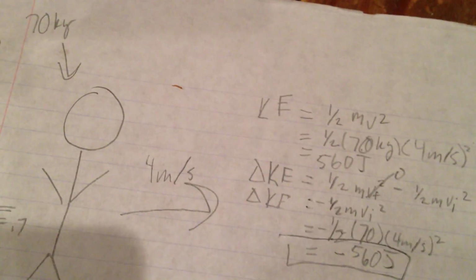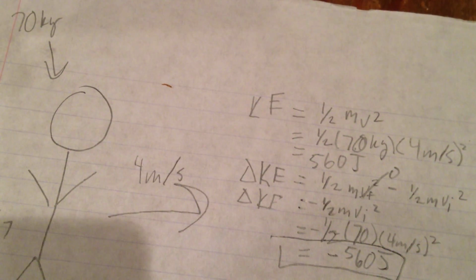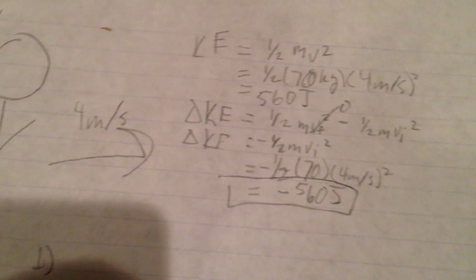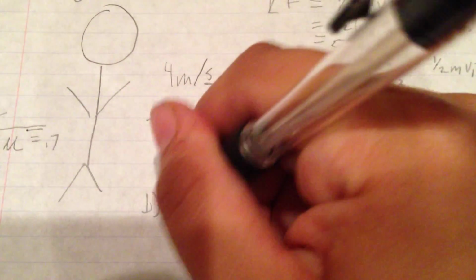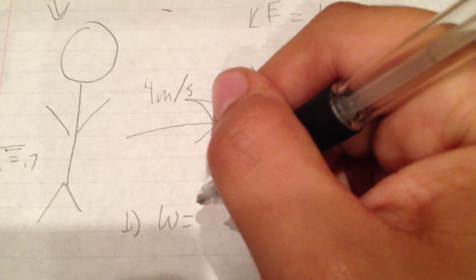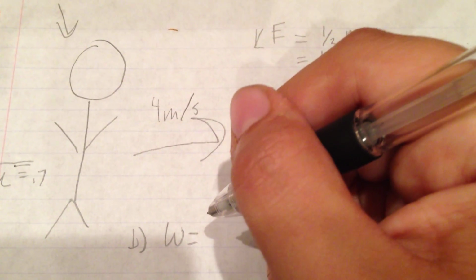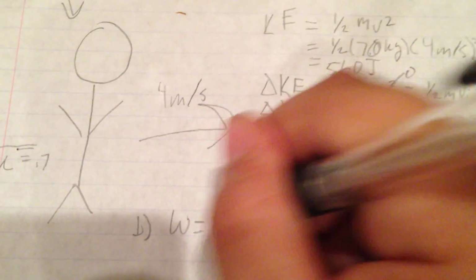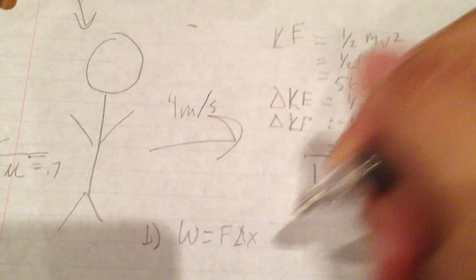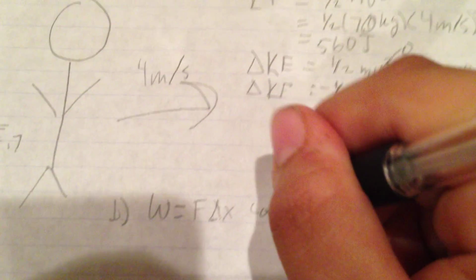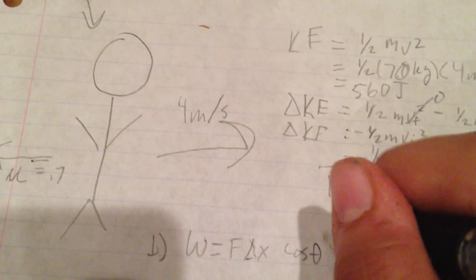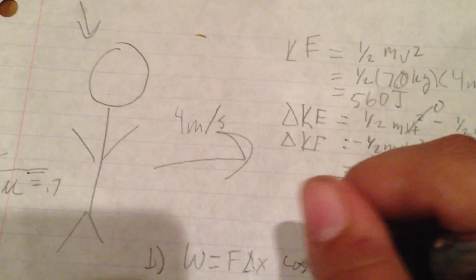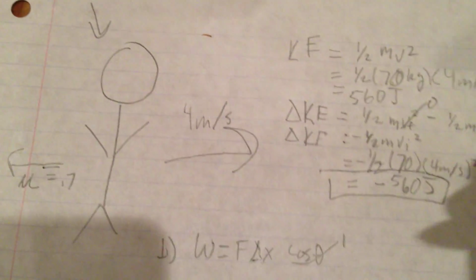And then for part B, you want to find the friction. You want to find how far he slides. And so you just use the work equation, which is work equals force delta x cosine theta. But cosine theta turns out to be just 1, so you don't have to worry about that.